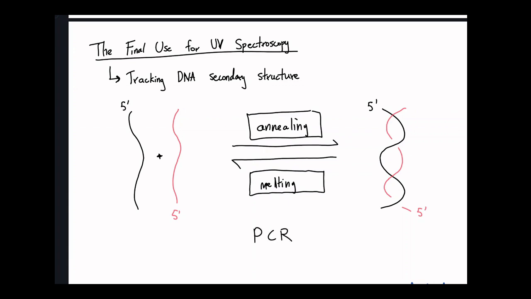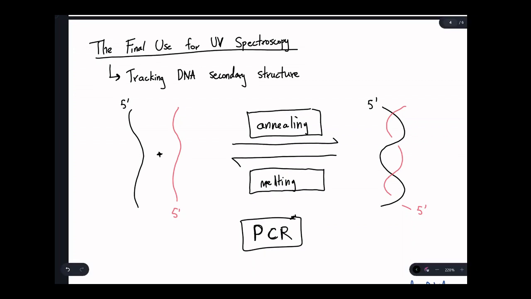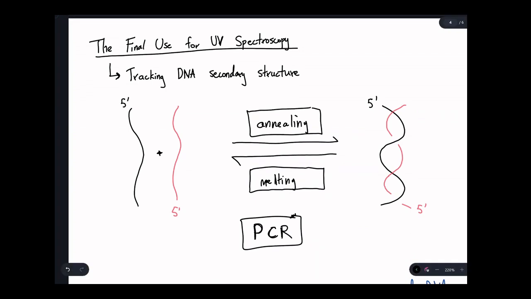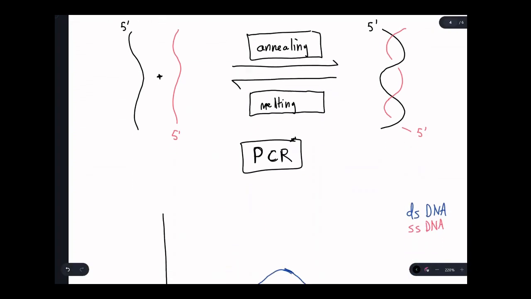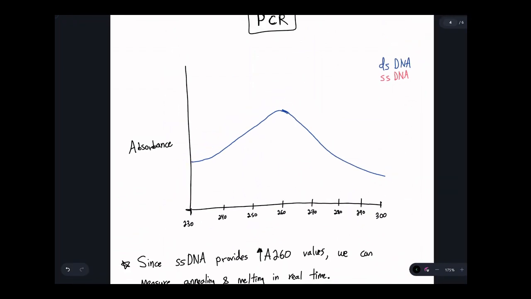PCR is very built on this technique, and I'm not going to cover it in this course, but I highly advise you to watch some really excellent YouTube videos by Veritasium on PCR. He has some very excellent content that covers how PCR works, but it's based on annealing and melting DNA, and we use it all the time for basically everything. So what does that look like?